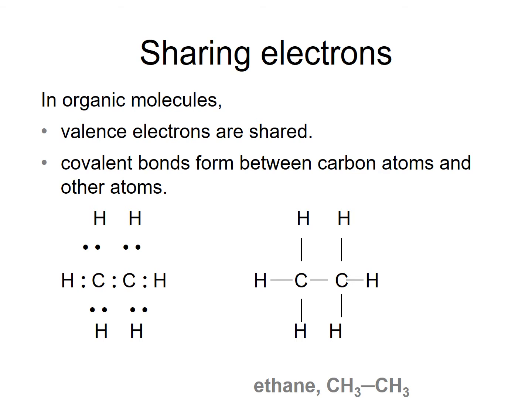The bottom formula, CH3-CH3, is a more condensed version of the structural formula. It does not show the carbon-hydrogen bonds, but since carbon-carbon bonds can be single, double, or triple, this one happens to show that it's a single bond. So the molecule is called ethane.